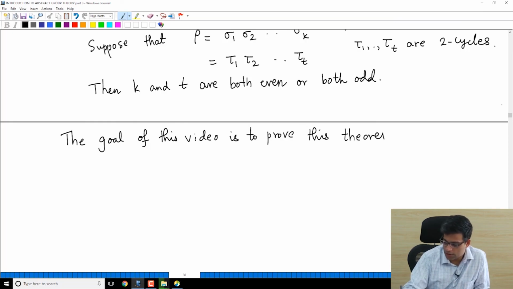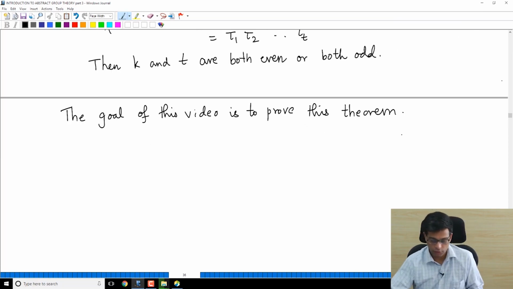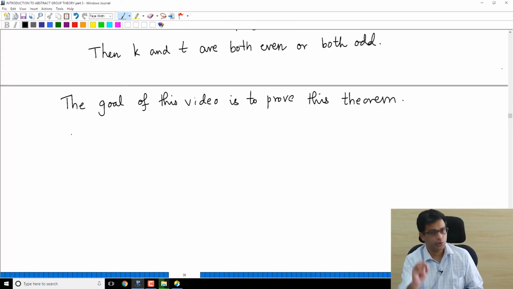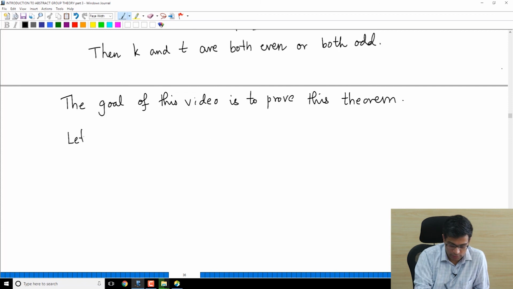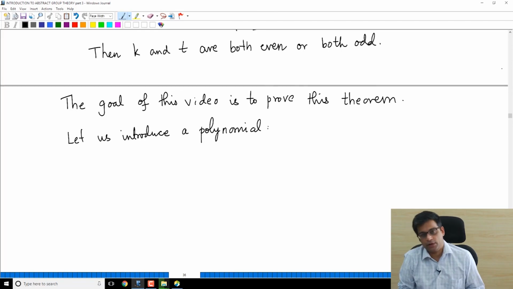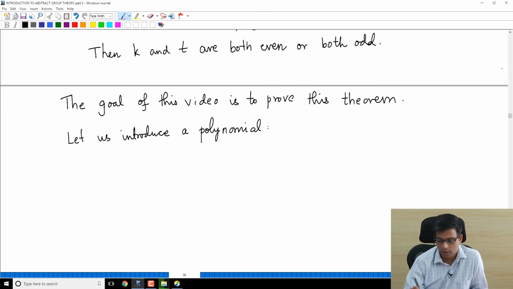Okay, so I will systematically and slowly go through the proof. In order to prove this, let us introduce a polynomial. If you are not very familiar with the notion of polynomials, don't worry about it. We don't need a lot about them. It is just a formal thing, and I will do enough examples to make it clear.